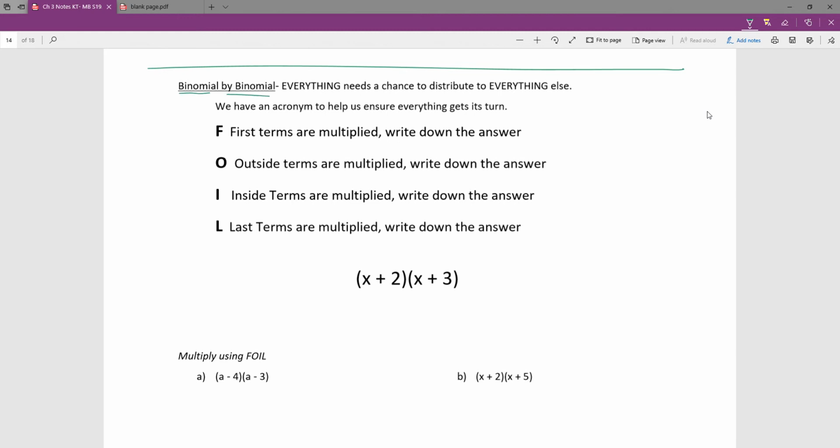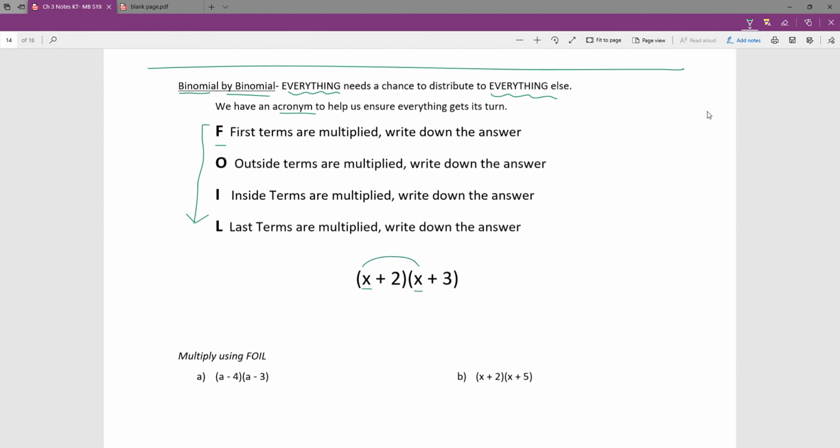So we have two things in brackets being multiplied. And really what we're trying to do is the distributive property, like to the max. Everything needs a chance to get multiplied or distributed to everything else. And so we have an acronym to help us make sure that everything gets its turn. It's FOIL, and the F stands for the first two terms are multiplied.